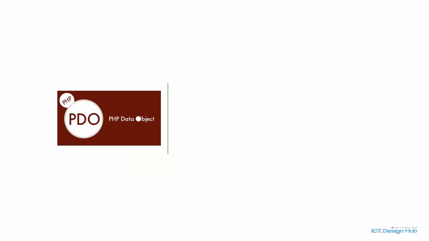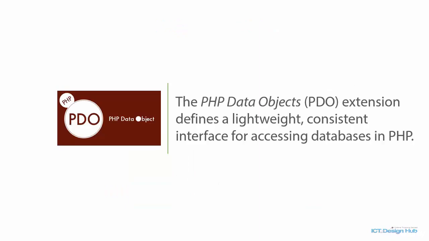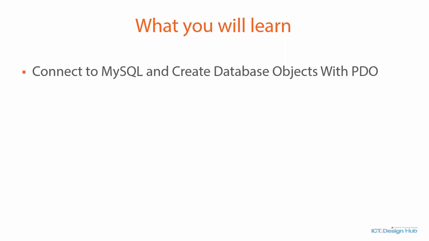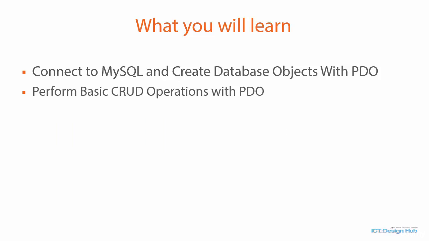In this short series, you are going to learn about PHP Data Object, PDO, which is one of the available APIs for accessing multiple databases in PHP. You are going to learn how to establish a secure database connection and manipulate database objects with PDO. You're going to learn how to perform basic CRUD operations, which include creating records in databases, reading records from the database, updating records, and deleting records from the database.